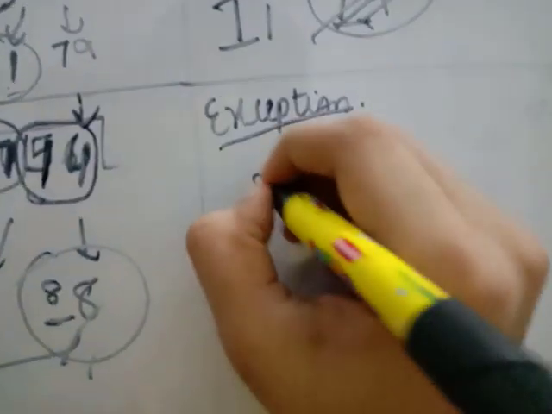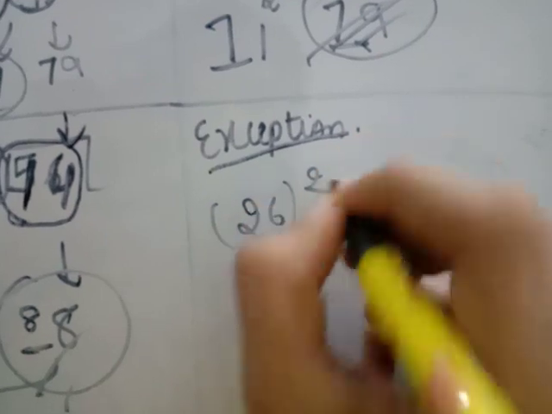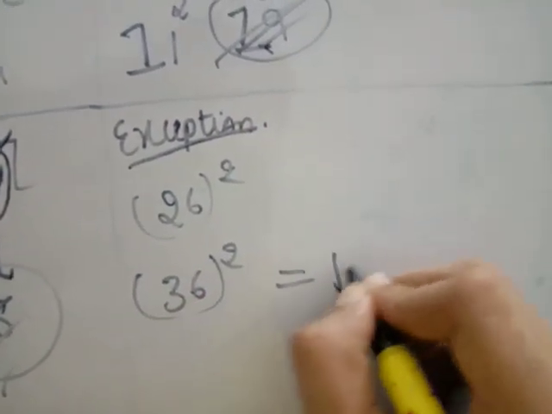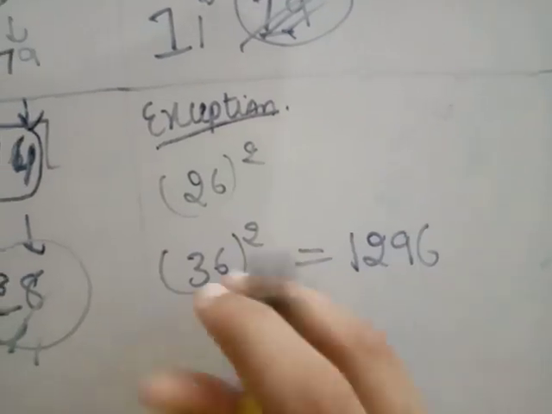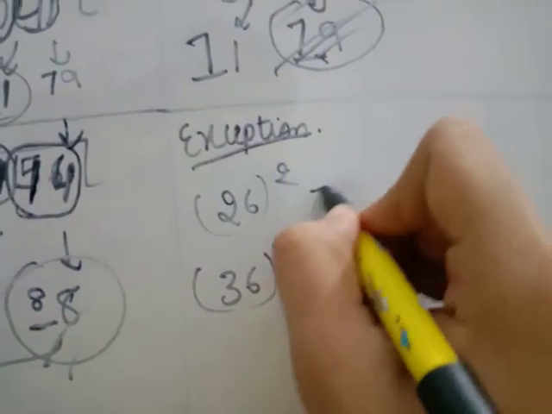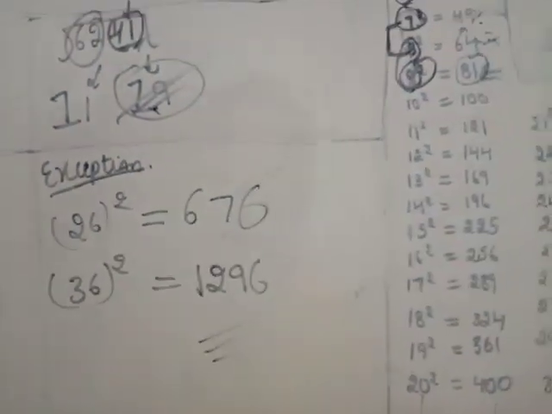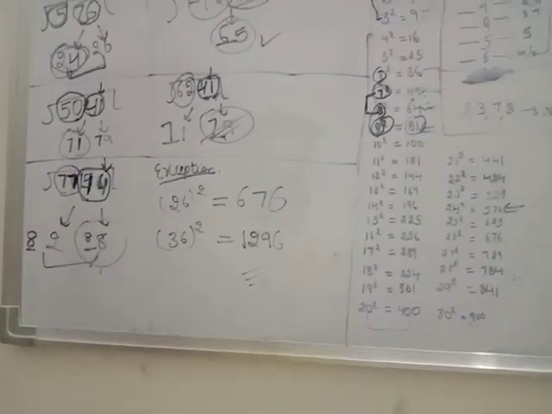Okay, now there are some exceptions. This does not apply to the square of 26 and 36. So you have to remember the square of these two numbers. Square of 36 is 1296 and square of 26 is 676. So this is about the square root trick.